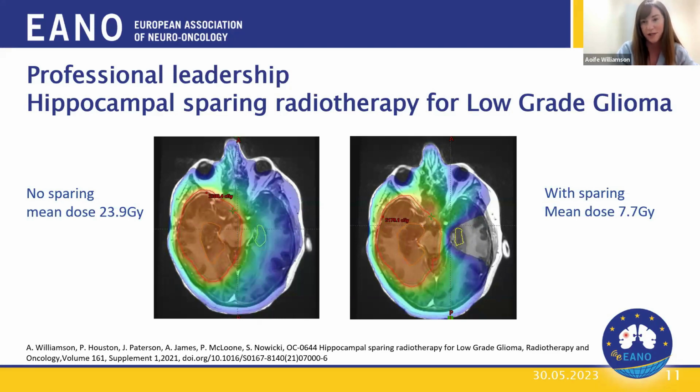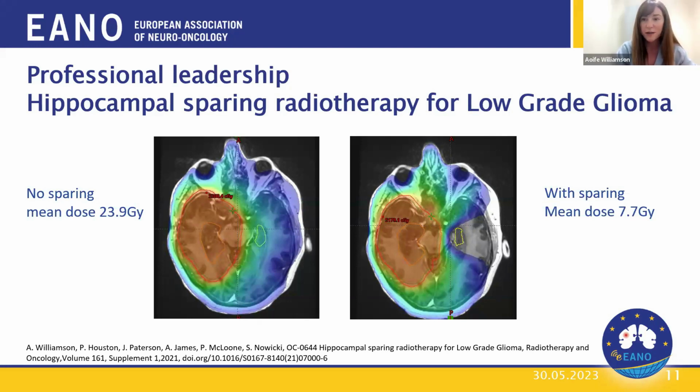So again, we did this study, we published our results in ESTRO and wrote it up for publication. And again, we successfully implemented this technology for our patients. So currently all grade 2, grade 3, and now in the next few weeks, grade 4 patients in our department will be having hippocampal sparing technology for their radiotherapy plans.